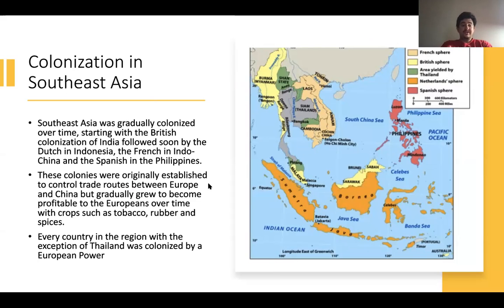These colonies were originally established to control trade routes between Europe and China up here. But they gradually grew profitable to the Europeans over time with crops such as tobacco, rubber, and other spices. Pretty much every country in this region outside of Thailand was colonized by a European power at some point.